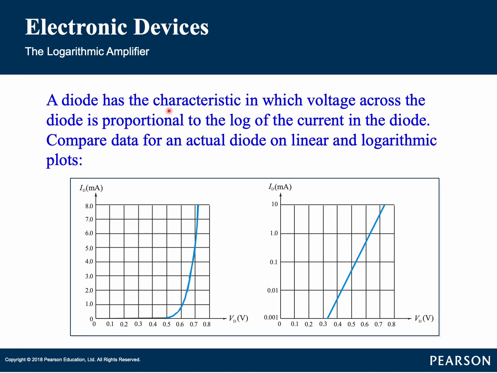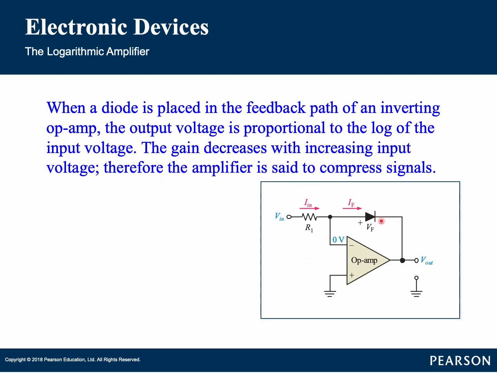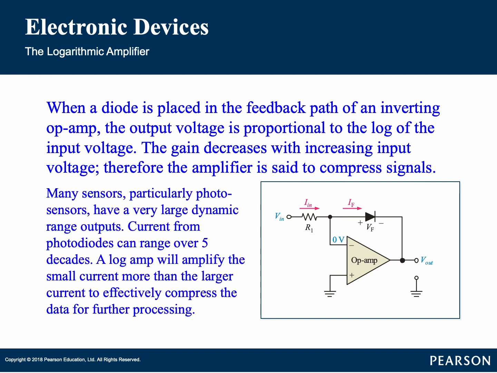A diode has the characteristic in which voltage across the diode is proportional to the log of the current in the diode. Compare data for the actual diode on linear and logarithmic plots. When a diode is placed in the feedback path of an inverting op-amp, the output voltage is proportional to the log of the input voltage. The gain decreases with increasing input voltage. Therefore, the amplifier is said to compress signals.